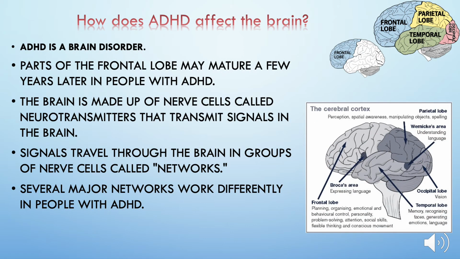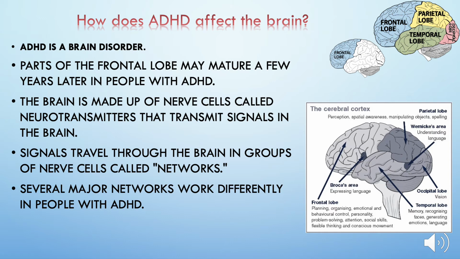How does ADHD affect the brain? ADHD is a brain disorder. Parts of the frontal lobe may mature a few years later in people with ADHD. The brain is made up of nerve cells called neurons that transmit signals in the brain. Signals travel through the brain in groups of nerve cells called networks. Several major networks work differently in people with ADHD. To the right, we can see the purpose of each part of the brain.